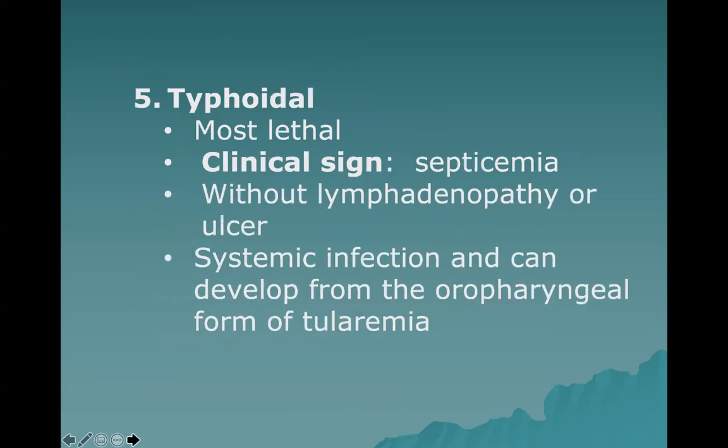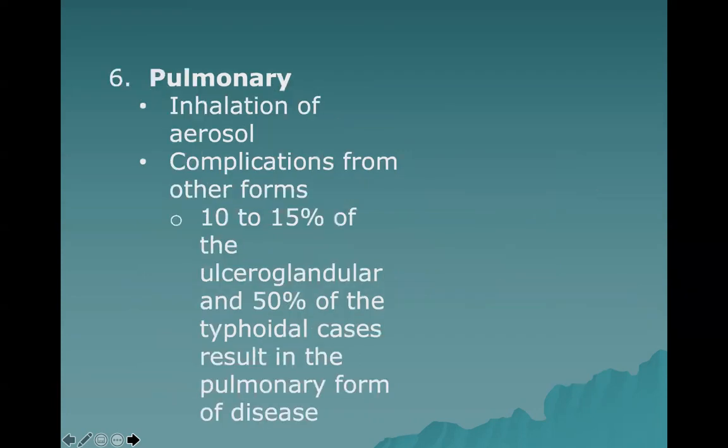Next, we have the typhoidal form. This is the most deadly or lethal form. Clinical signs: septicemia, without lymphadenopathy or ulcer. Systemic infection can develop from the oropharyngeal form of tularemia.